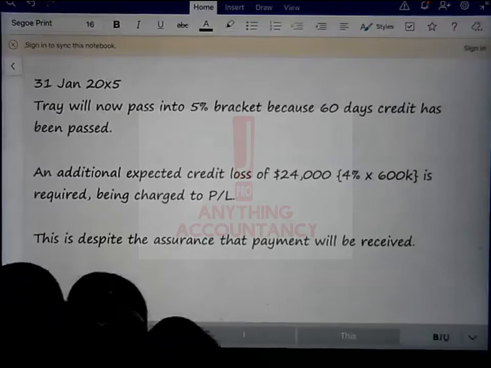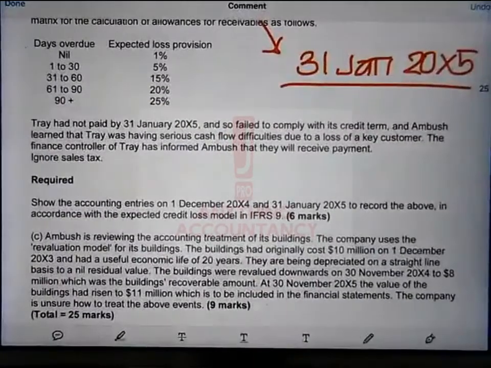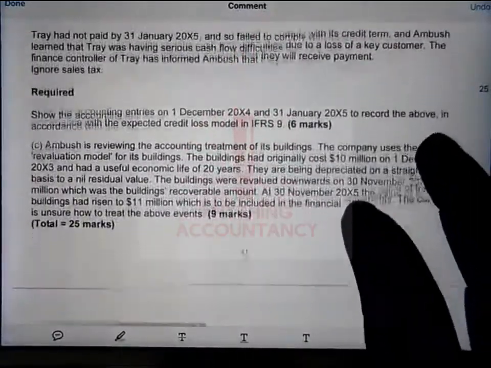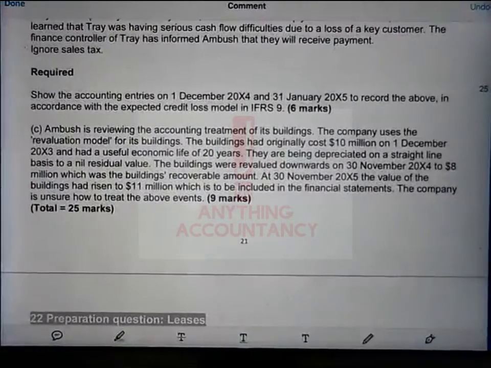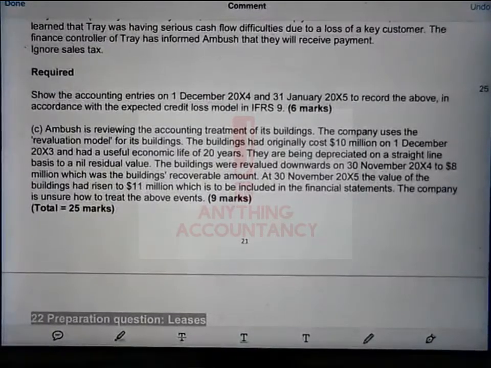Let's look at the next one. The next one you got is Ambush is reviewing accounting treatment for its building. The company uses the revaluation model. That's fair value through OCI. Remember that? Okay. For its building, the building had an original cost of 10 million on 1 December 2003 and had a useful economic life of 20 years. It is being depreciated on a straight line basis to nil residual value.